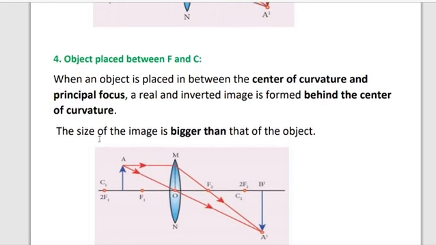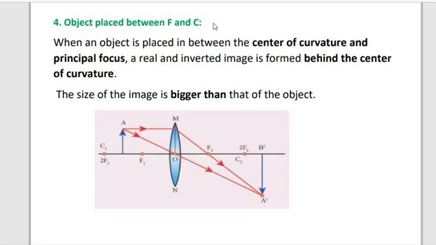Then case number 4, object placed between F and C. You see, this is F, this is F, this is C. So we place the object between F and C, AB. A real and inverted image is formed behind the center of curvature. Behind the center of curvature means the other side beyond C2. So we place the object here.